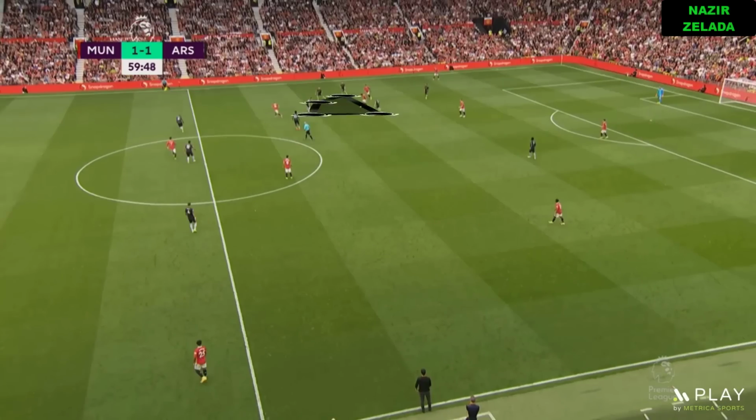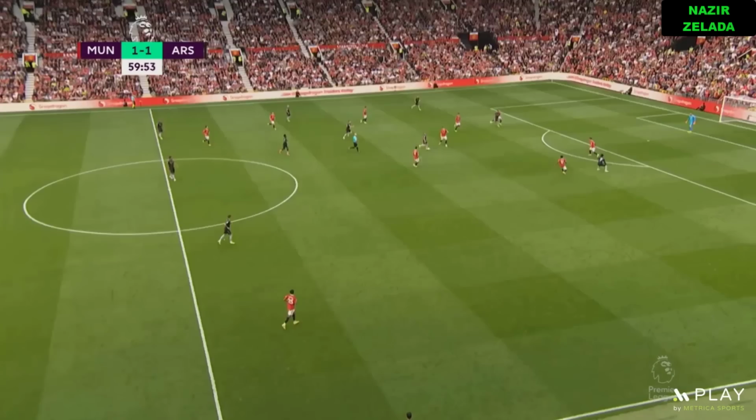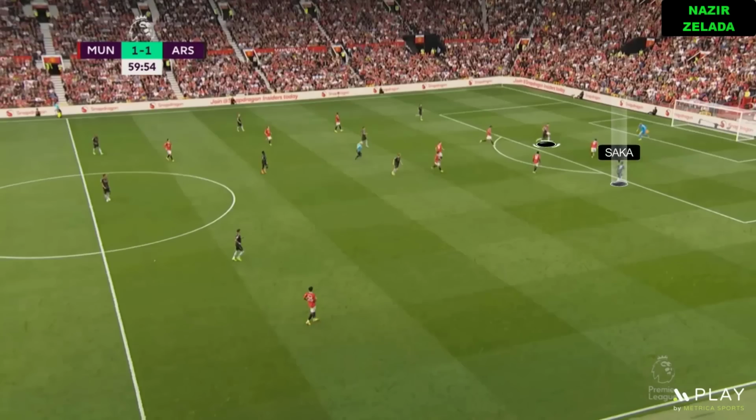Varane and Rashford lost the ball against Arsenal's pressure. For that reason, Man United's defensive line was unbalanced, and Arsenal occupied the spaces very well and scored.